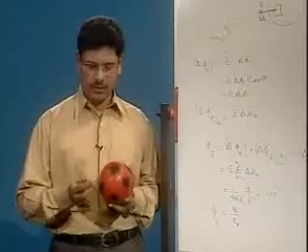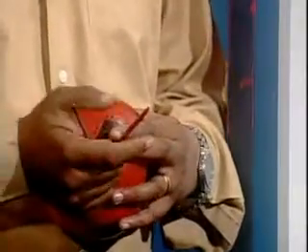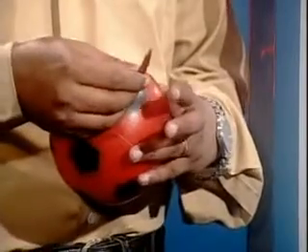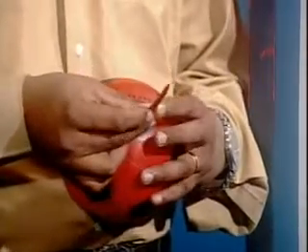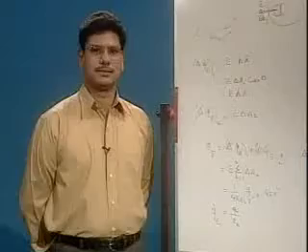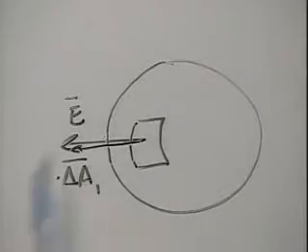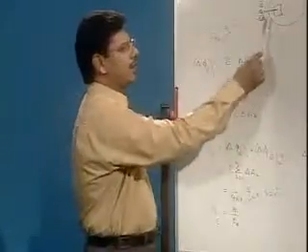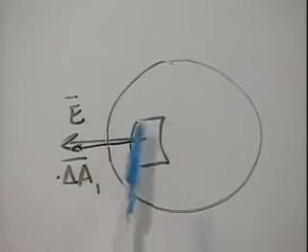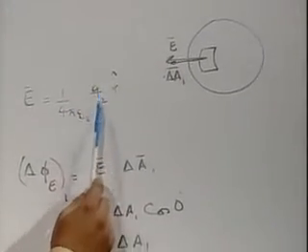Now if this red pin represents the electric field intensity and the other pin represents the area vector, then for a small patch on this ball, the area vector and electric field intensity are both parallel to each other and the angle between them is 0. Now here we have this ball and a small patch shown on it. The area of this patch is delta A1 and the electric field intensity through this patch is E. E is equal to 1 over 4 pi epsilon naught q over r square.